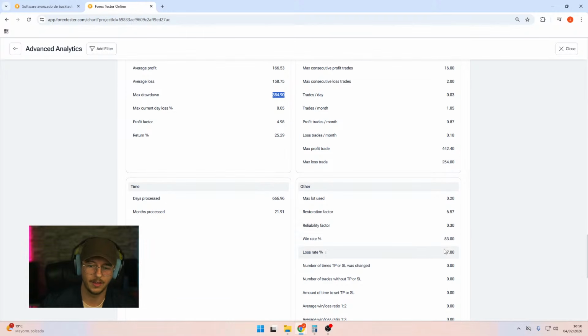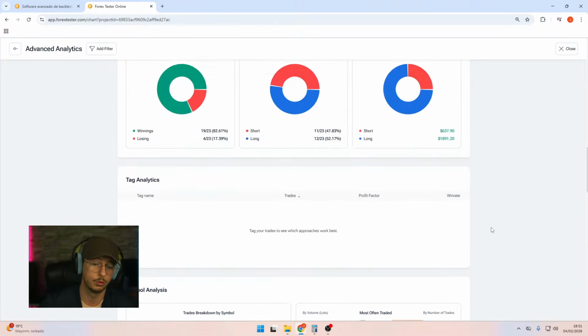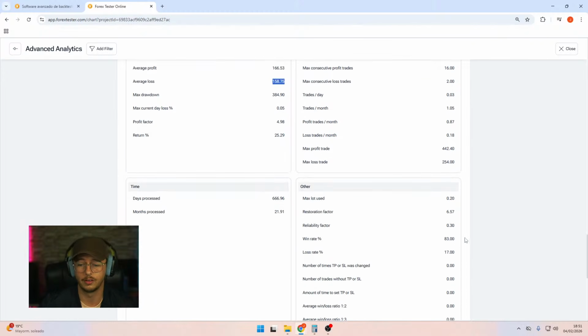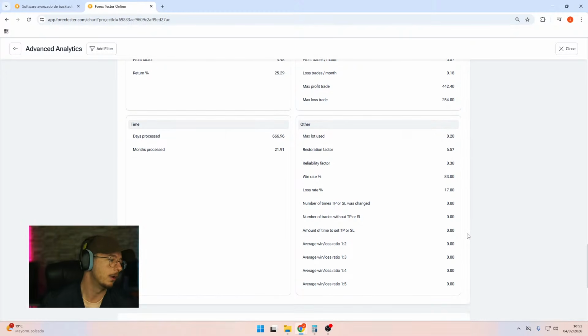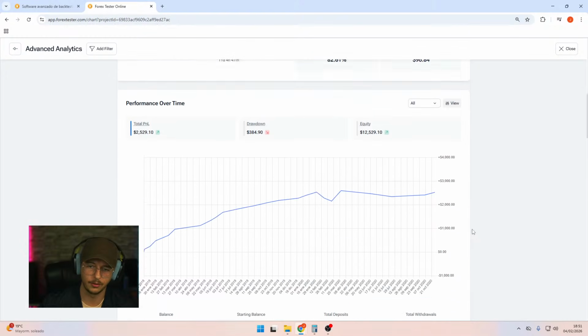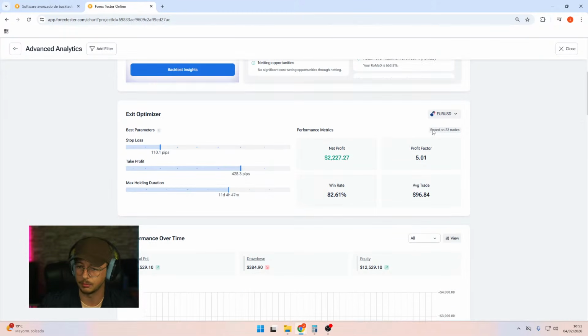Like I said, we got the 83% win rate. It's massive, with a risk reward of 1-to-1. You can see it here. The average profit and the average loss are 1-to-1, and we got an 83% win rate. Completely out of the box. Obviously, we need a bigger amount of trades, because this is based on 23 trades, because obviously it's 2 years of backtesting.